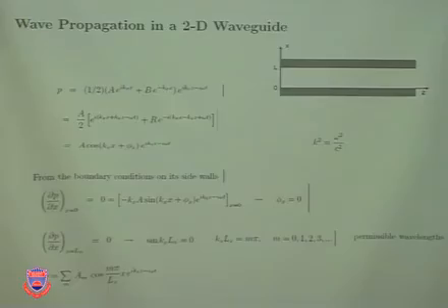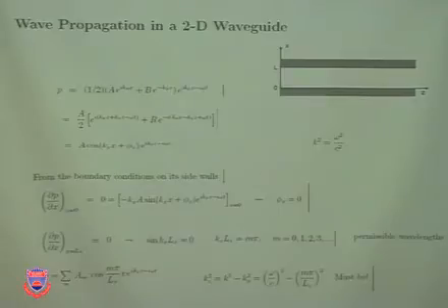Because they are the permissible wavelengths, we now can write the sound pressure in terms of a sum of all the wavelengths from m equals 0 to infinity. This is, in some ways, the harmonics of the sounds in the x direction.